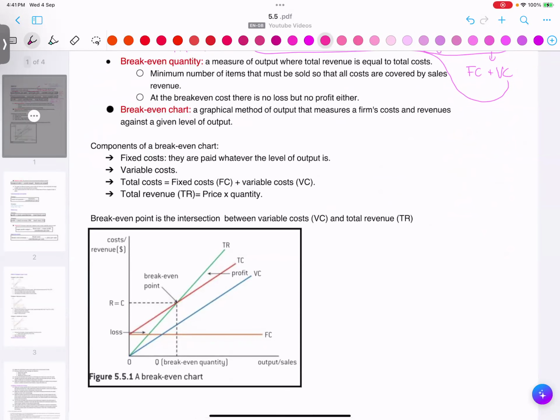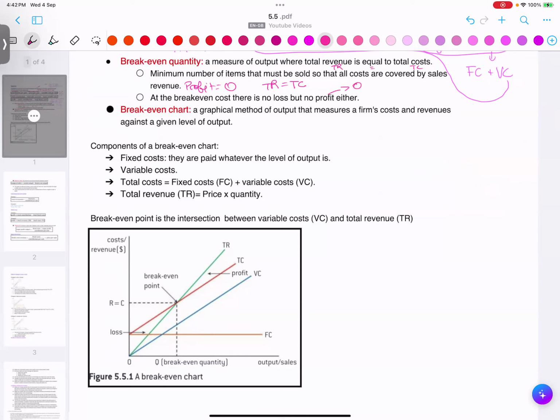So basically, TR is equal to TC in this case. It is the minimum number of items that must be sold so that all costs are covered by sales revenue, okay? So here, the profit will be equivalent to 0 since total revenue is equivalent to total costs, right? And again, keep in mind, total revenue is price times quantity, total cost is fixed cost plus variable cost. At the break-even point, there is no loss but no profit either because, again, it is 0.